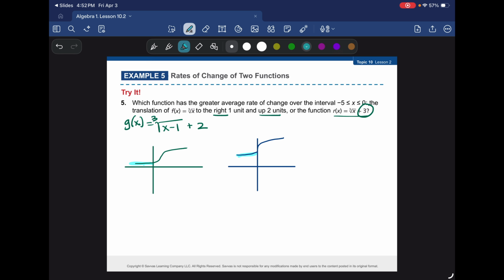Up to 0 for g of x, it is still getting steeper and steeper. Before this spot in our cube root function, that's where it changes. It's going from increasing, steeper, steeper, steeper, and then it starts to decrease as it moves to the right. So if I'm looking at something up to 0 for g of x, I can see that it's going to be increasing.